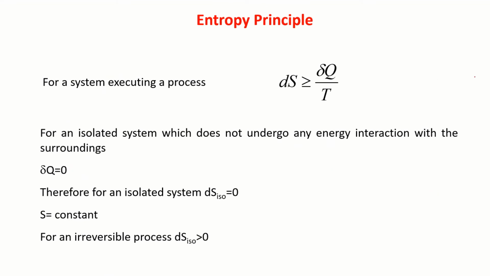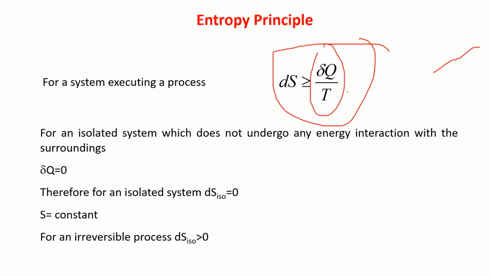So, in general, we can write dS is greater than or equal to delta Q by T, equal to sign for reversible, greater than sign for irreversible. If the system is isolated, this value is 0. So delta S is greater than or equal to 0.